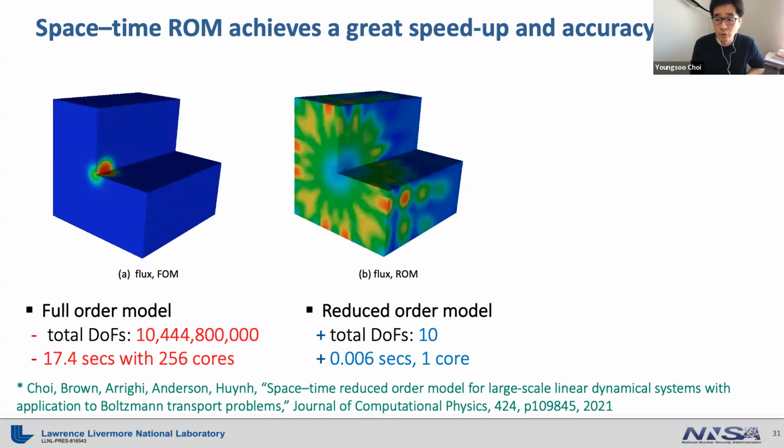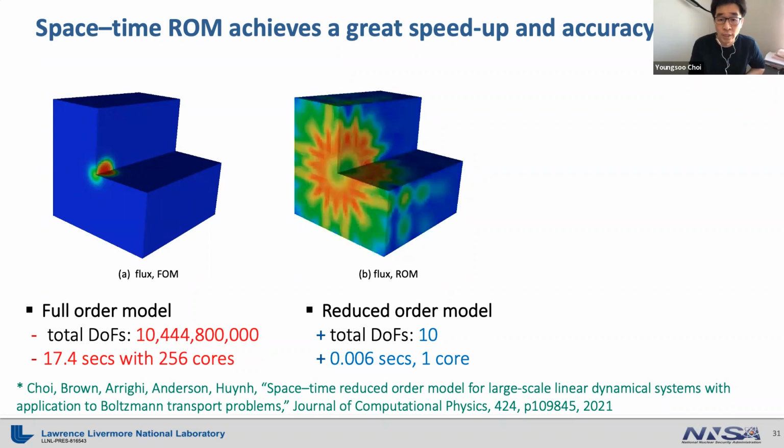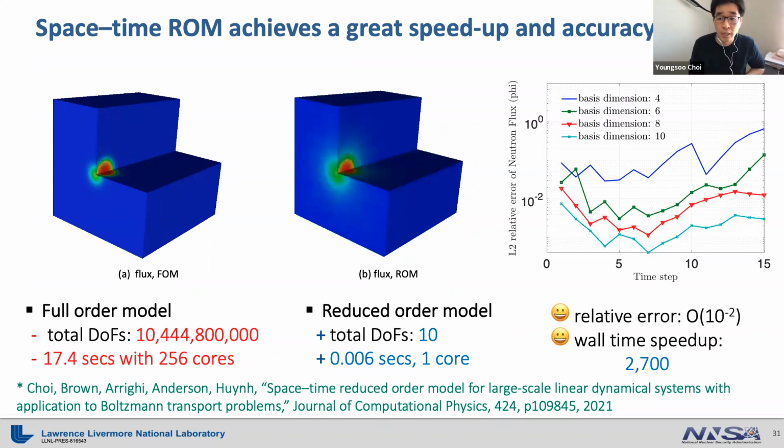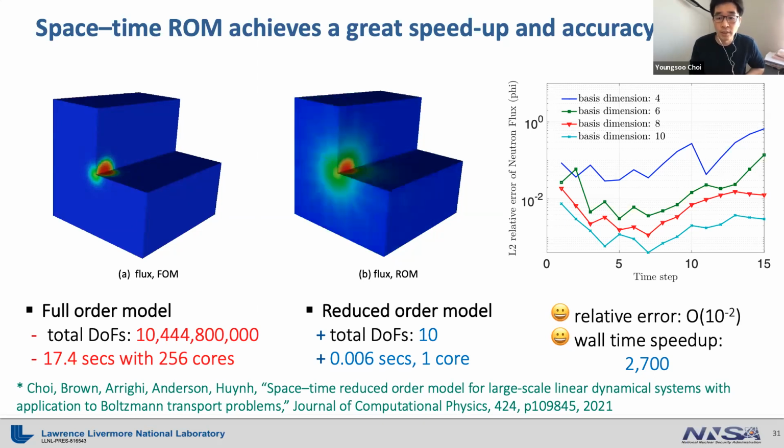The full order model took 17.4 seconds with 256 cores, which is not bad, but the space-time reduced order model was able to finish the simulation within 0.006 seconds with only one core. That gives us a wall time speed up of 2,700. Quantitatively, the relative error is less than 1% throughout the time history, which was pretty good.